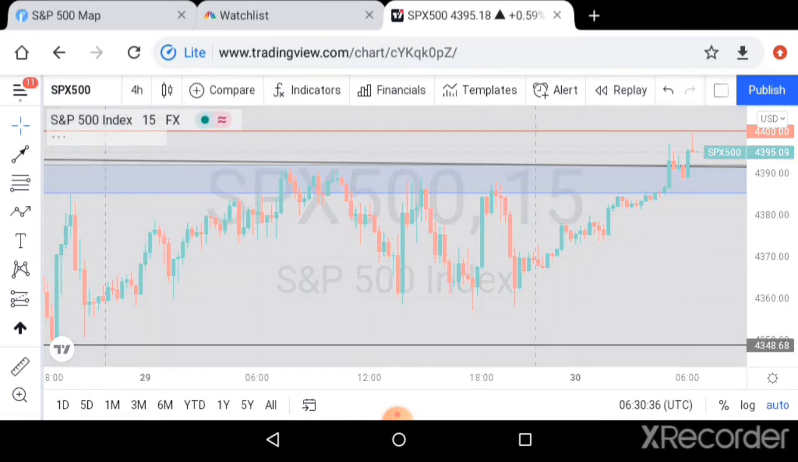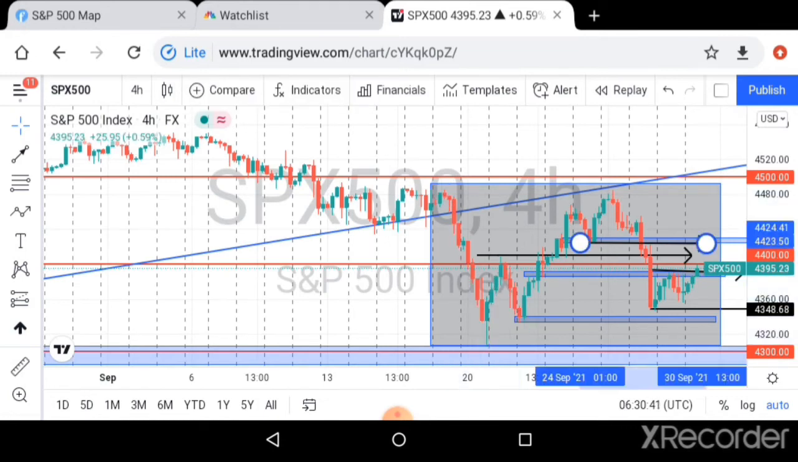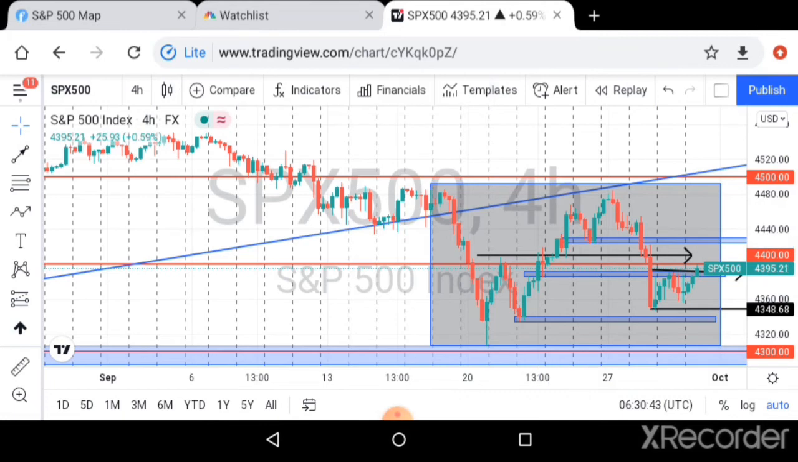Practically what I was trying to show you here is that it is ideal to look at structure from a higher time frame. Then you look at your entries, you take your entries from a smaller time frame. Again, if structure is not broken, then you are not looking for any selling opportunities.